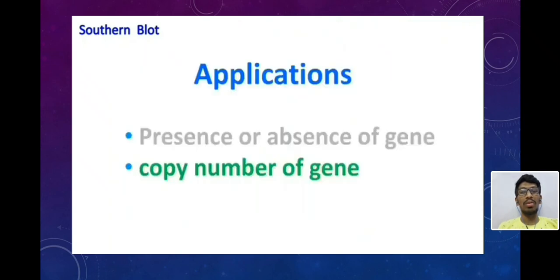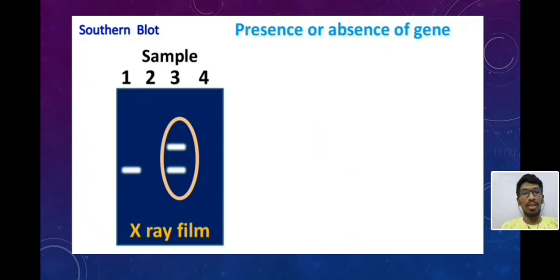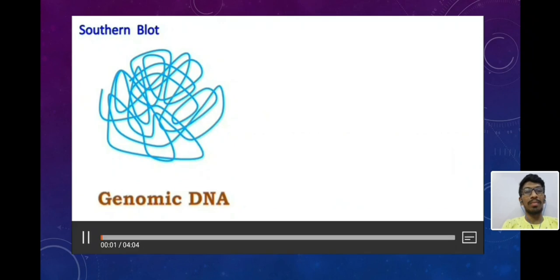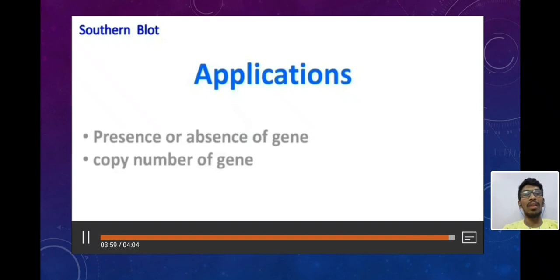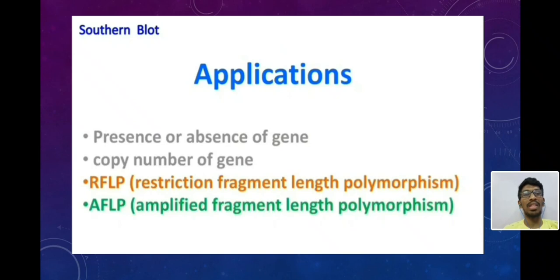We also use this technique to determine the copy number of genes. See, difference in size of a gene is easily spotted in the autoradiograph. You can check, which was circled here. These two genes have similar size. Now we'll go with other applications. The other applications include RFLP, restriction fragment length polymorphism, and AFLP, amplified fragment length polymorphism. Later we will discuss the applications in detail.